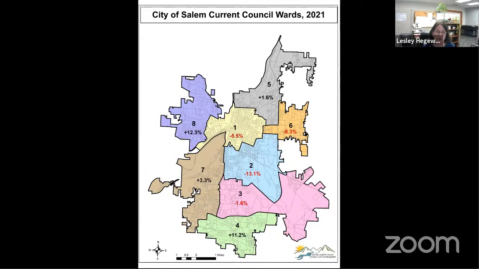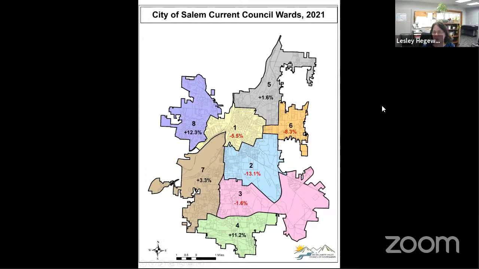And as you can see, and to no one's surprise, Ward 8 is the most over the target population because West Salem has continued to be the fastest growing area of the city. Ward 4 also is over by just over 11% above the target. 6 and 2 are pretty significantly under that target population. 1 is just slightly under. 5, 3, and 7 are okay.